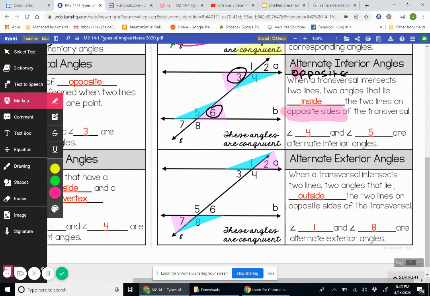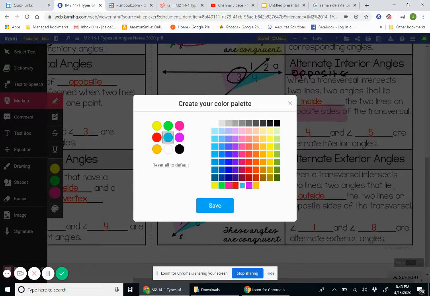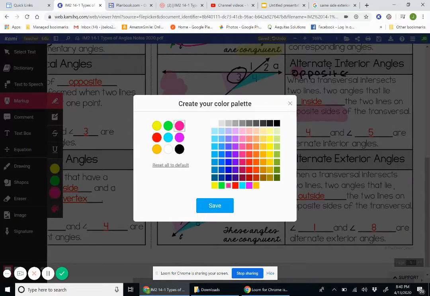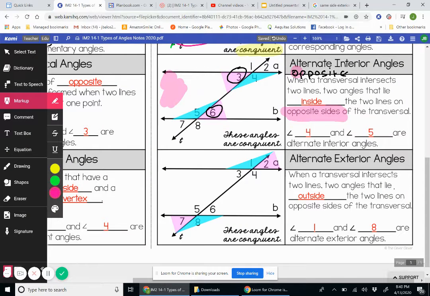I always tell my students to think of it as a swimming pool. Here's your swimming pool. Oops, my swimming pool is supposed to be blue. What happened? Okay, well, we got a pink swimming pool. Sorry.